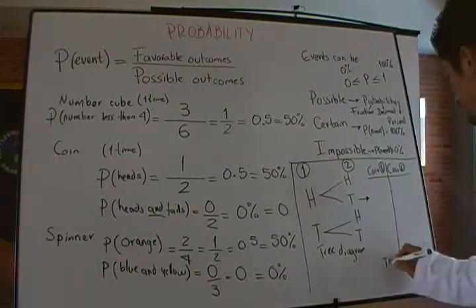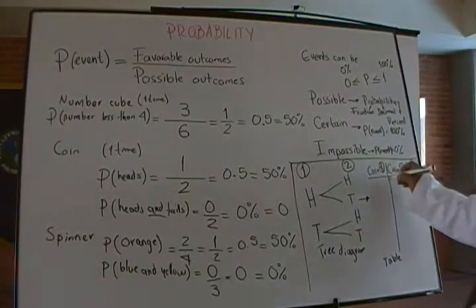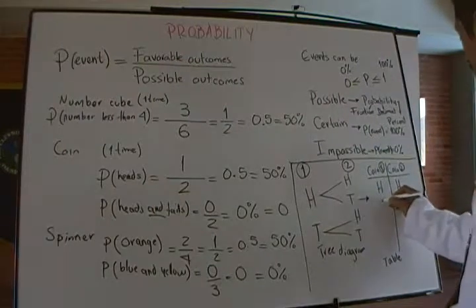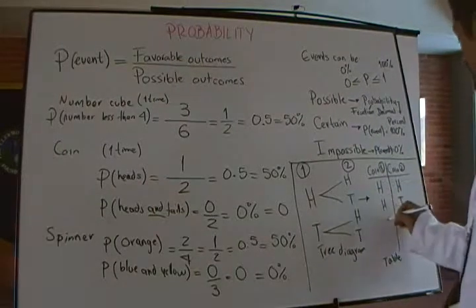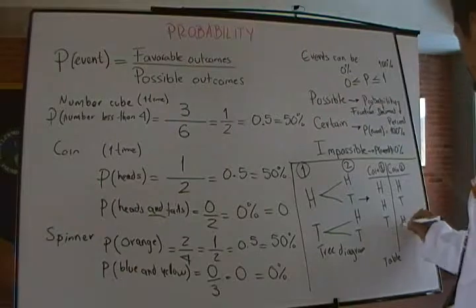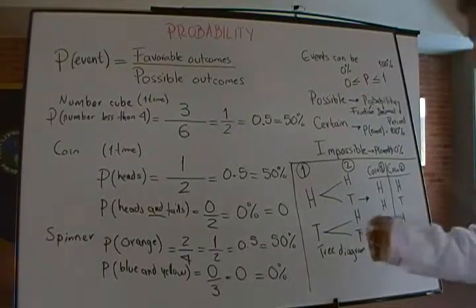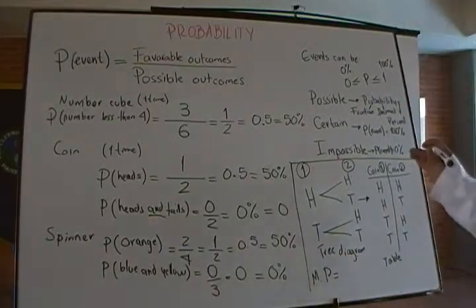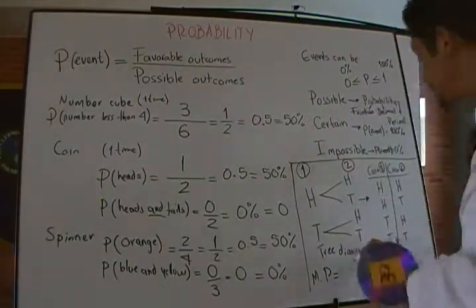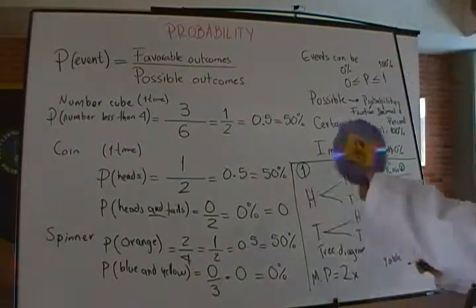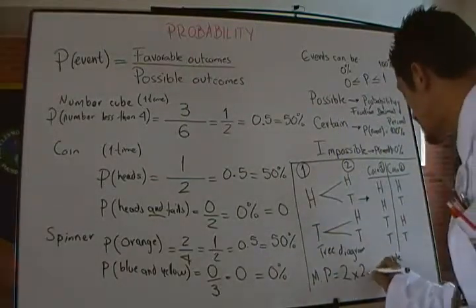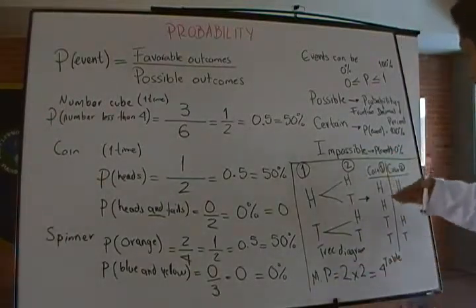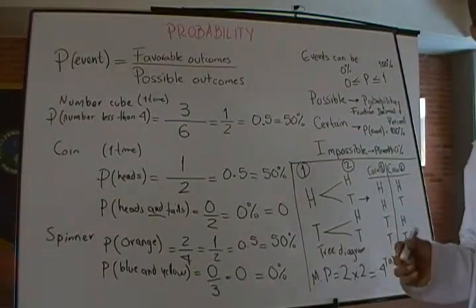Now we have a table, so I can organize this data. The first possible outcome is heads, heads. The second would be heads, tails. The other would be tails, heads. And finally, tails, tails. And using the multiplication principle, MP, I would say that the first time I toss a coin, it happens in 2 different ways, times the second time I toss the coin, it happens in 2 different ways. So the possible outcomes here would be 4.